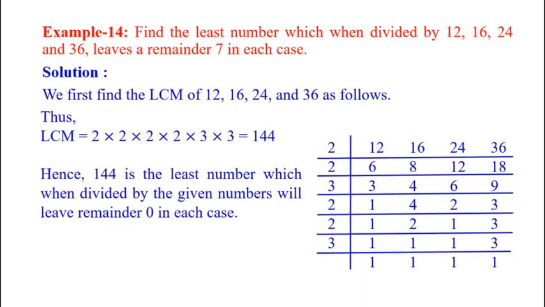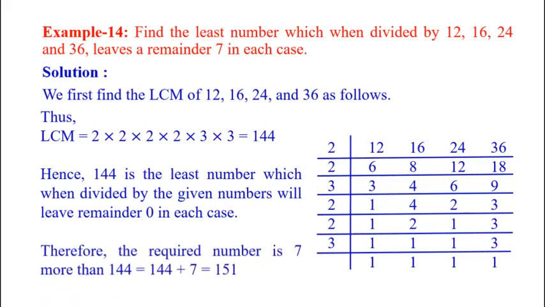Hence 144 is the least number which when divided by the given numbers leaves remainder 0 in each case. But the question is that it leaves a remainder 7 in each case. So the required number is 7 more than 144, that is equal to 151. So the least number is 151, which when divided by 12, 16, 24 and 36 leaves a remainder 7 in each case.